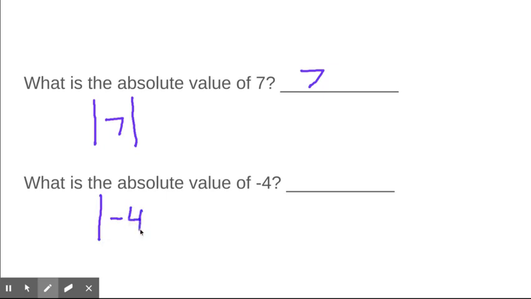What is the opposite value of -4? This is how you would write it. Okay. And how far away is -4 from 0 on the number line? Good. It is 4. It is not -4, and distance cannot be negative.